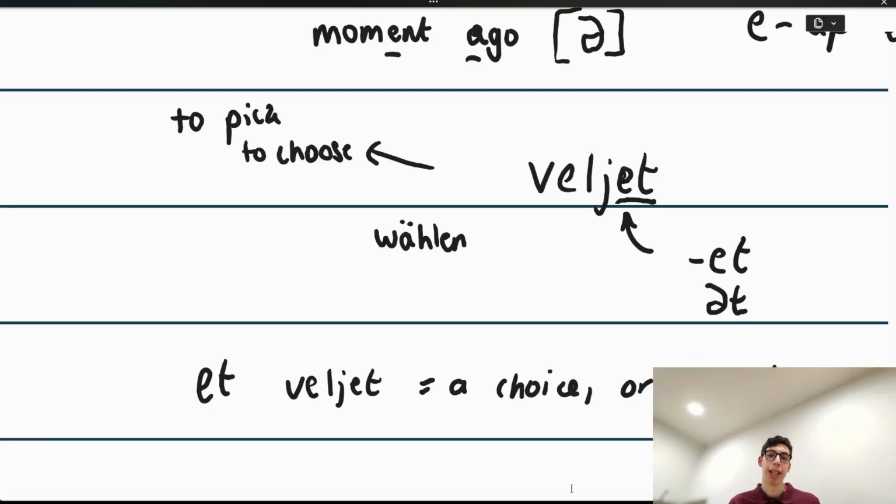These are pronounced differently. It's the same spelling, V-E-L-J-E-T, but they are pronounced differently. And they're pronounced differently because in the verb, et is a suffix, and in the noun, it's not.